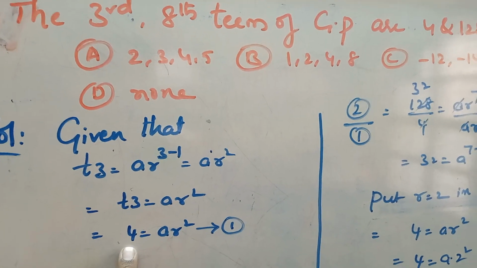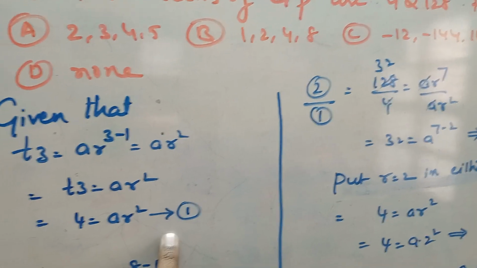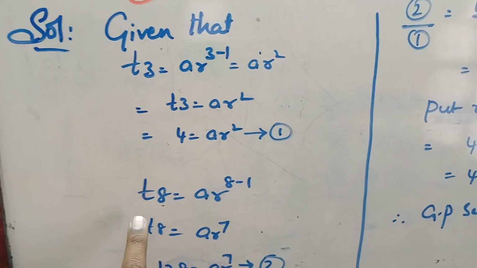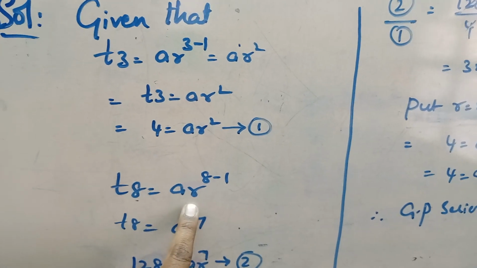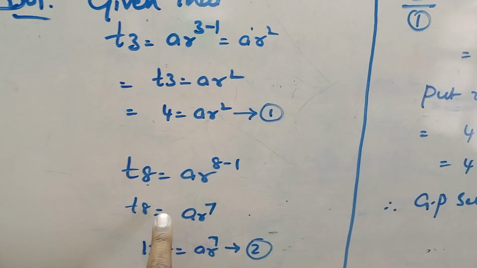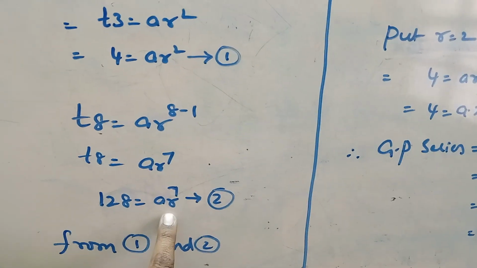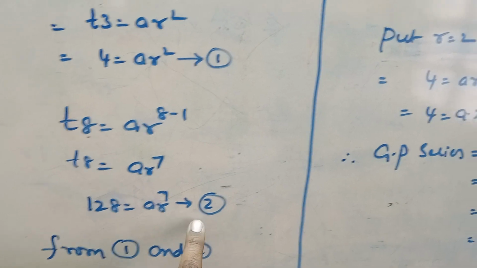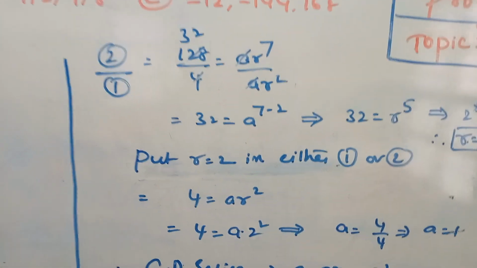But T3 is given as 4. Substitute the value: 4 equal to a r square. Keep this as equation 1. Similarly, find the T8 term. That is T8 equal to a into r power 8 minus 1. T8 is given as 128. So it implies a r power 7 equal to 128. This is equation 2.